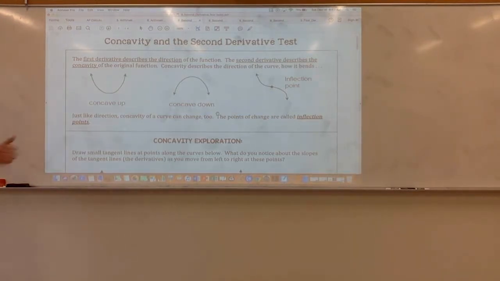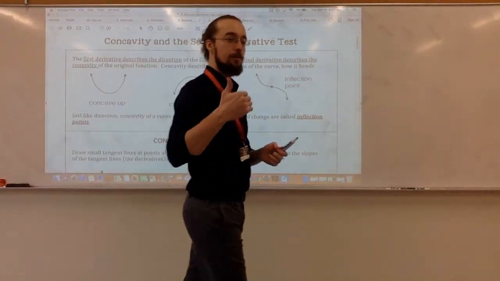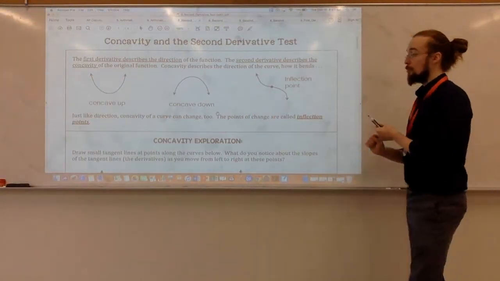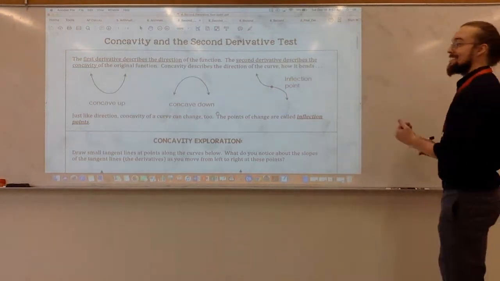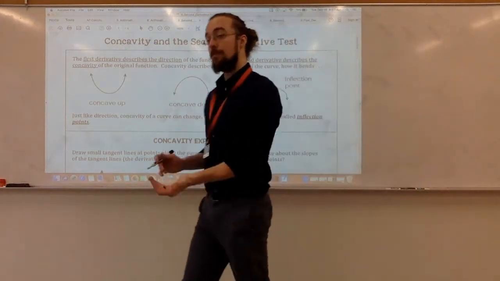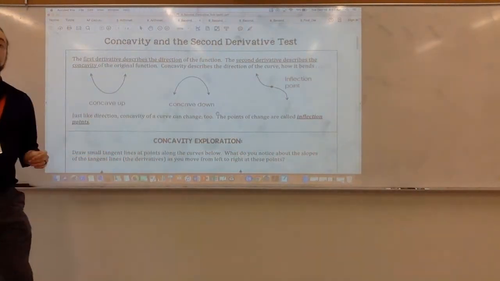So the first derivative gave us information about the original function. We were able to figure out where the original function was increasing and decreasing and where we had local mins and maxes. The second derivative is going to give us even more information about the original function.